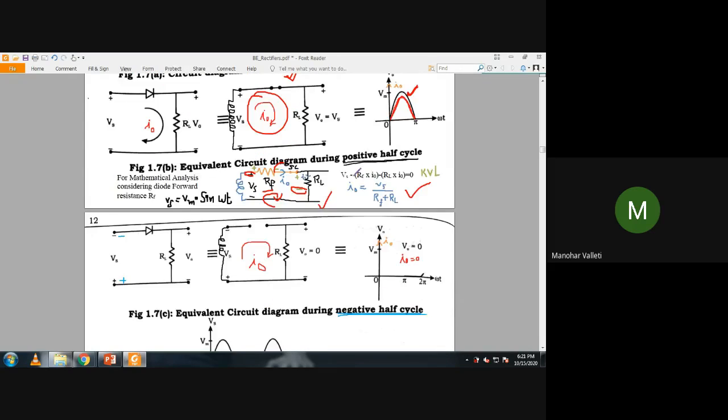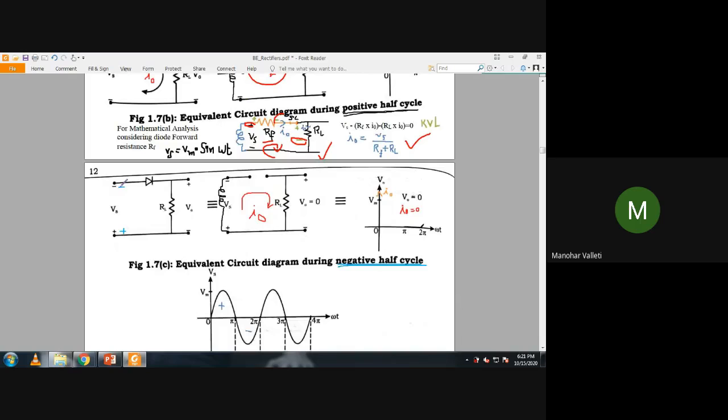In the same way, during the negative half cycle, the polarities at the secondary of the transformer will be inverted, minus and plus. As minus is available at the anode, the diode becomes reverse biased and is replaced with an open circuit. Because the output is not connected to the secondary of the transformer, the output simply becomes 0. So during the negative half cycle, the output voltage is 0, and as voltage is 0, current is also 0.